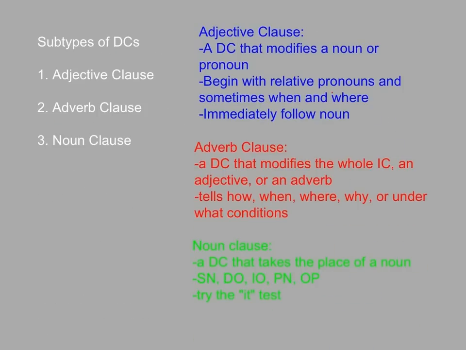Okay, so moving on to the subtypes of dependent clauses. Adjective clauses are dependent clauses that modify a noun or a pronoun. I mean, that's a basic thing you should know about adjectives in and of themselves, is they modify nouns or pronouns. The adjective clause will begin with a relative pronoun, and sometimes when and where, which are 2 subordinating conjunctions, but those are the 2 exceptions. They may be starting adjective clauses. And the cool thing about adjective clauses is they come immediately after the noun.